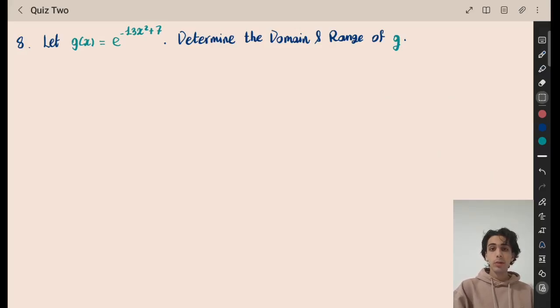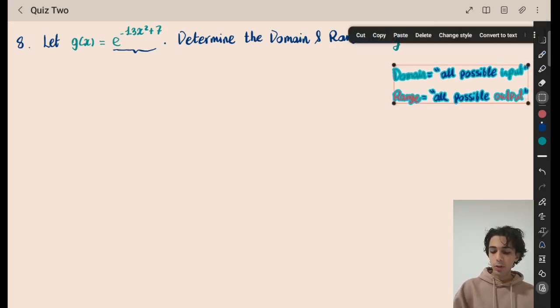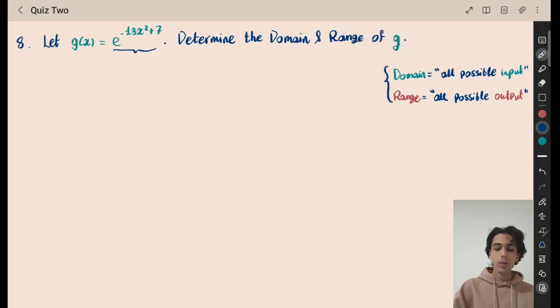Find the domain and range of G, where G is given as follows. The first thing we need to do is to recall what the meaning of domain and range is. And so if we recall this, we know that the domain is all possible input and the range is all possible output.